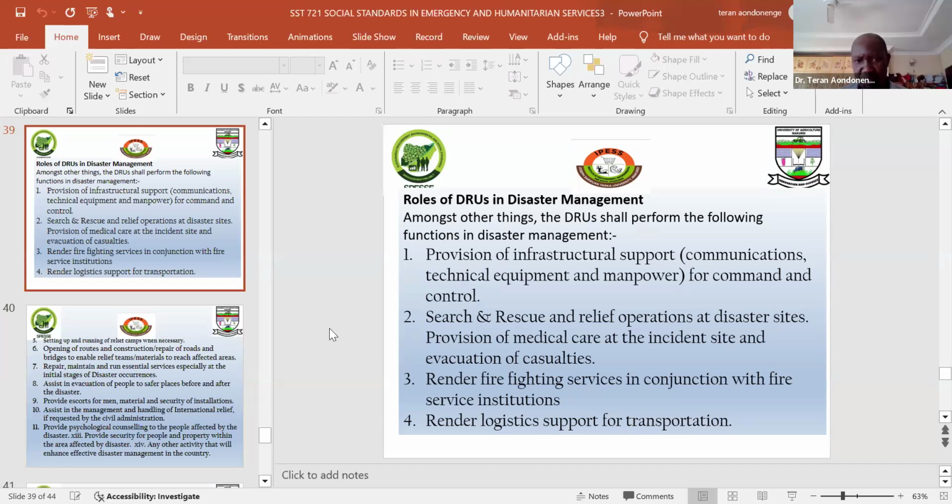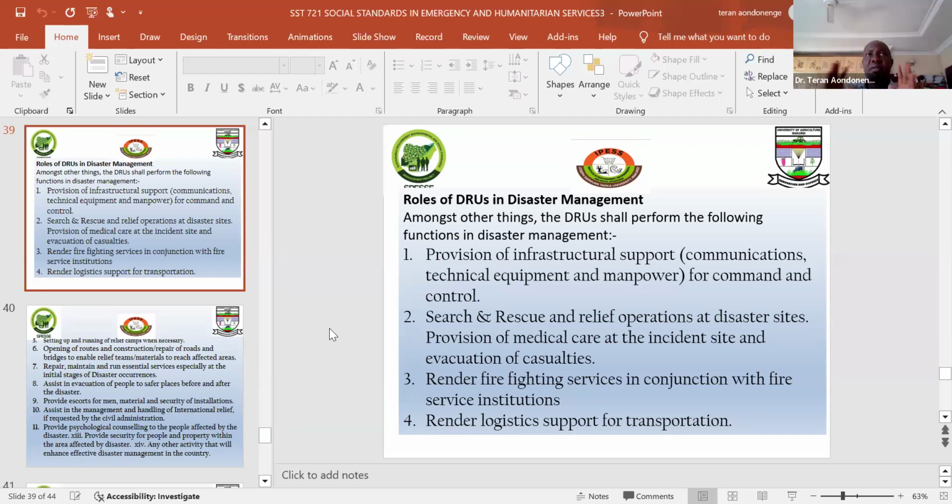They provide infrastructure to support communities in terms of technical equipment, manpower, and command and control. Just like NEMA, they embark on search and rescue, relief operations at disasters, provision of medical care at the incident site, and the evacuation of casualties. They render firefighting services in conjunction with the services division. They render logistics support for transportation.